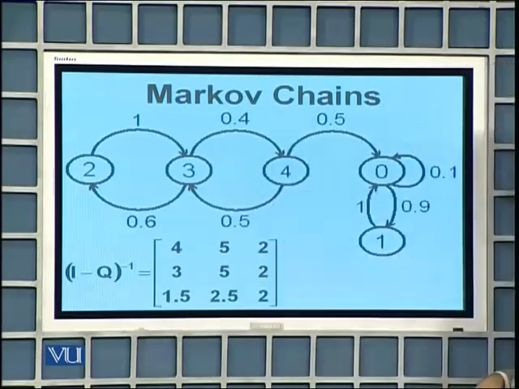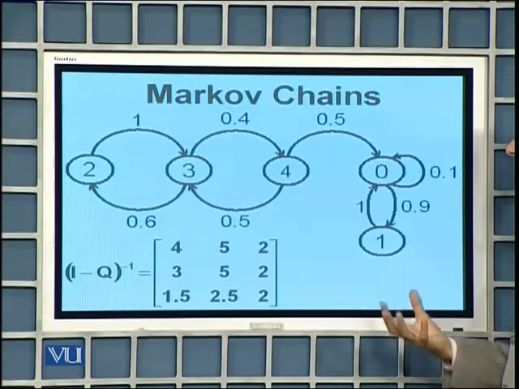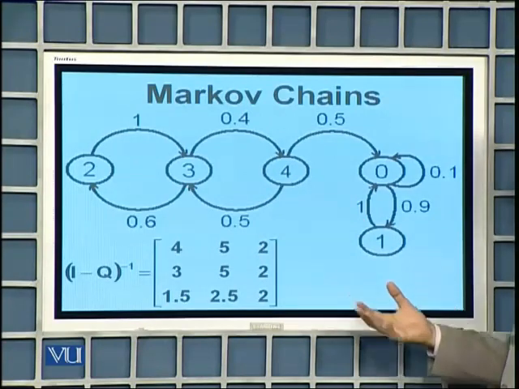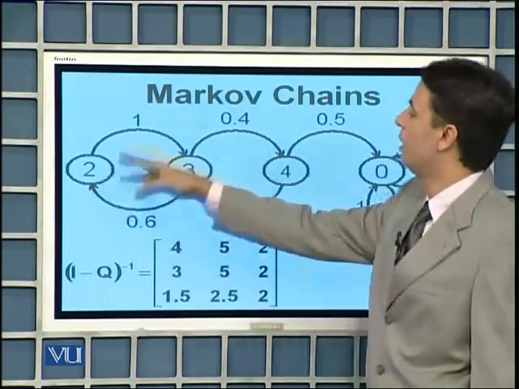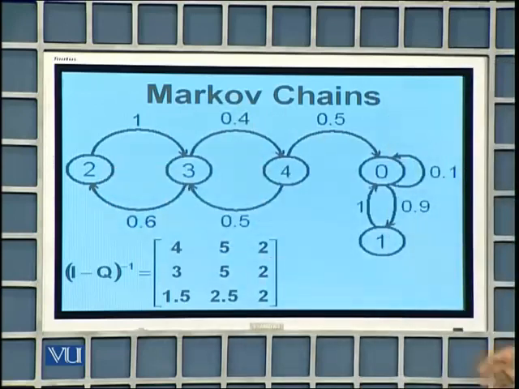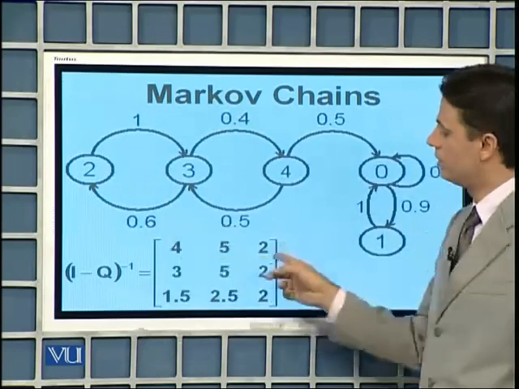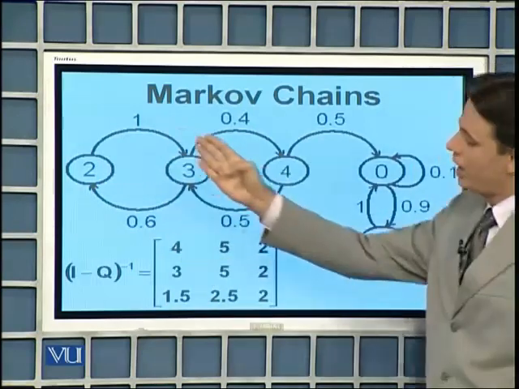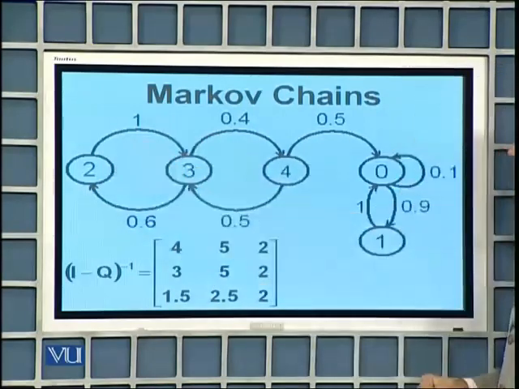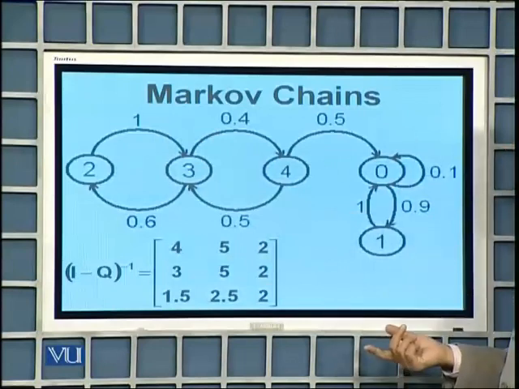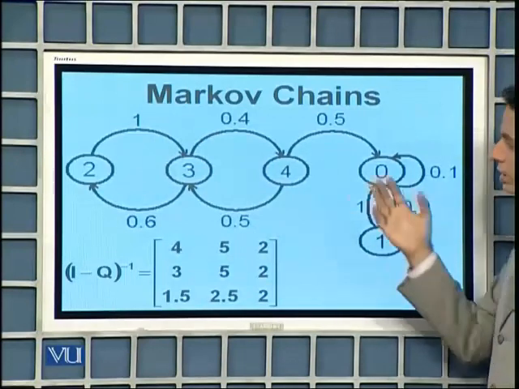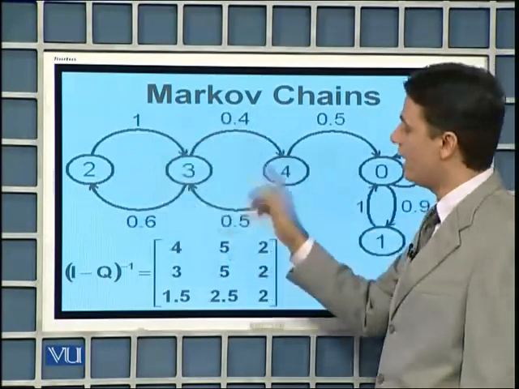So how many jumps are required, or on average how many jumps does it take when we start from here and then get absorbed here? It is obviously the sum of these 3 entries. So if we start from state 2, then including the first visit, we will take on average 11 steps.